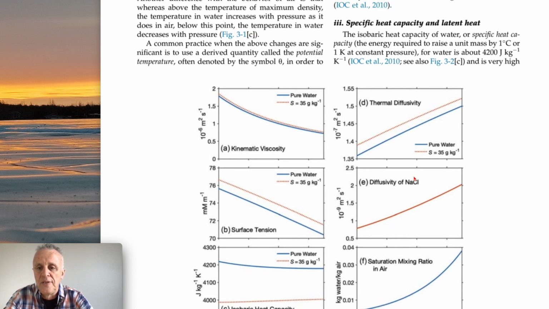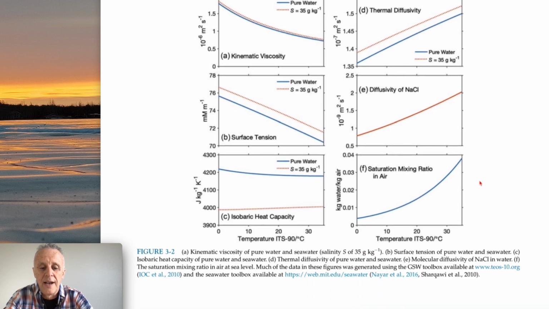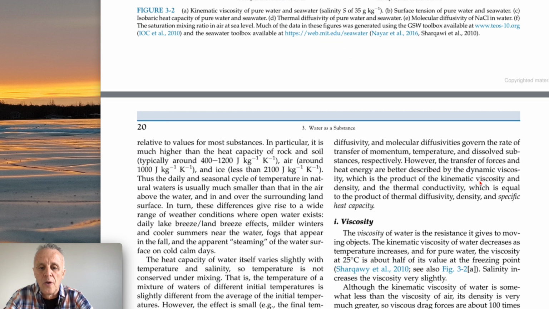So let's move on to specific heat and latent heat. The isobaric heat capacity of water, or specific heat capacity, is the energy required to raise a unit mass by 1 degree C or 1 degree Kelvin at constant pressure. For water, it is about 4,200 joule per kilogram per Kelvin, and is very high relative to values for most substances.